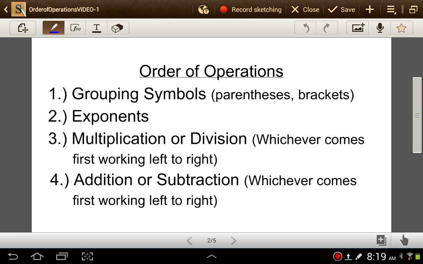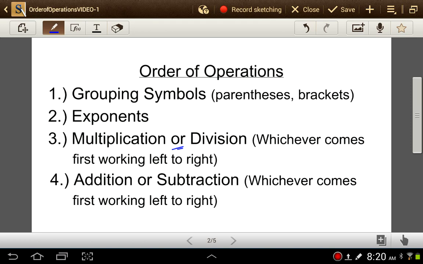Second, you can do any exponents. So if we have any exponents, we do that next. Third, we're going to do multiplication or division. And it's key that you write down "or." It's whichever comes first, left to right. A lot of people think it's multiplication first, then division. They are equal. So you have to work left to right in whichever one comes first.